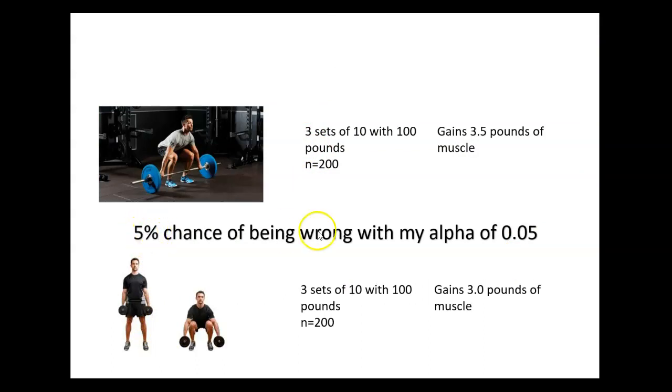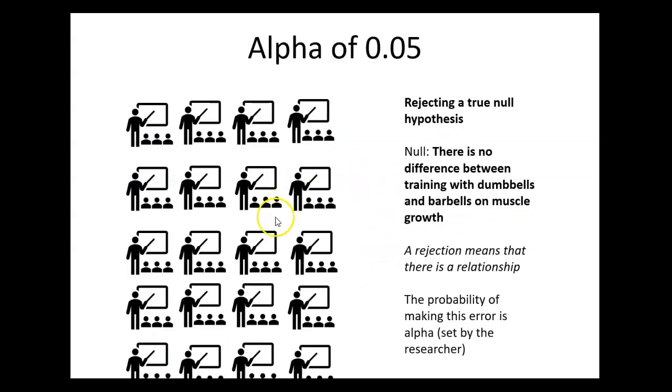So even if you did see a difference, you still have a 5% chance of being wrong with an alpha level of 0.05. So once again, in this case, you might have done the one study where by chance the barbell group gained more muscle. And this is just the risk that you take whenever you conduct research.